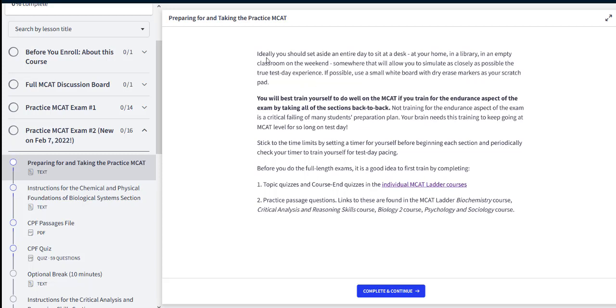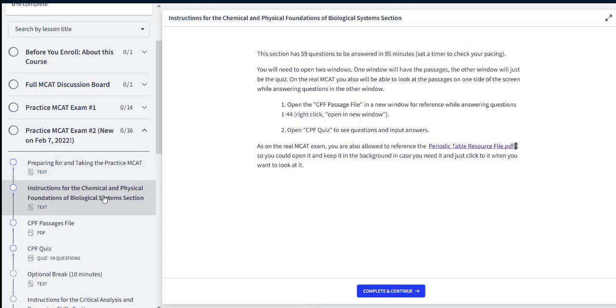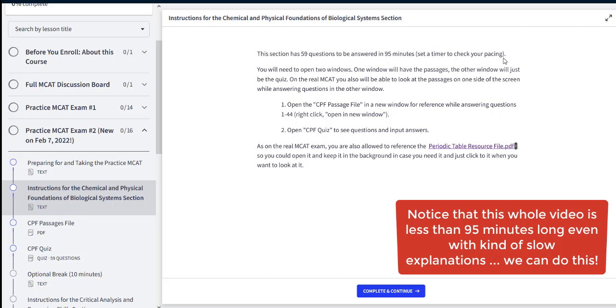Essentially, this advises you to do this in a situation that will mimic the real exam. And today we're going to be looking at specifically the Chemical and Physical Foundations of Biological Systems section. This section of the real MCAT has 59 questions, and you'll have 95 minutes to complete them. So you can set a timer to check your pacing, or you can go through and do the practice mode to just read the explanations as you go. Either way you want to do this practice, of course, we'll be able to do that.